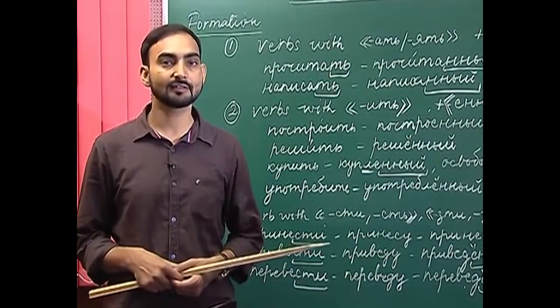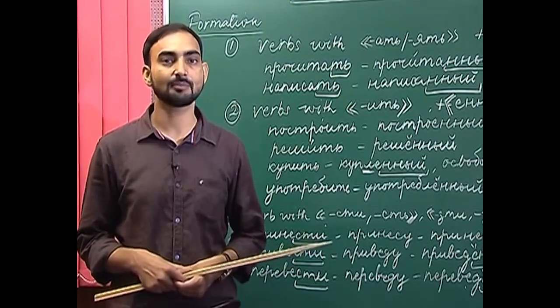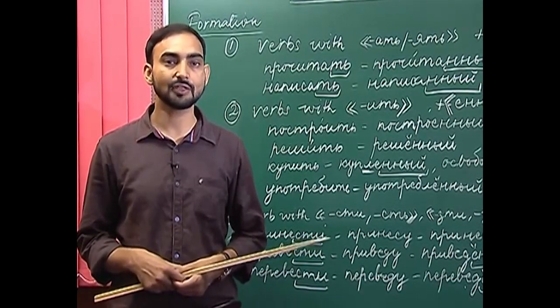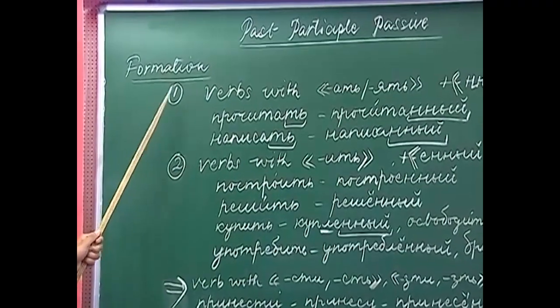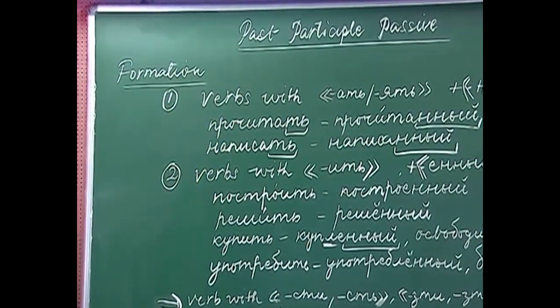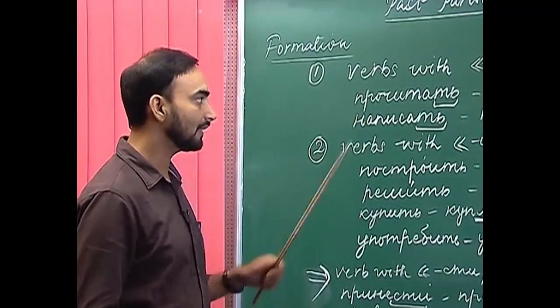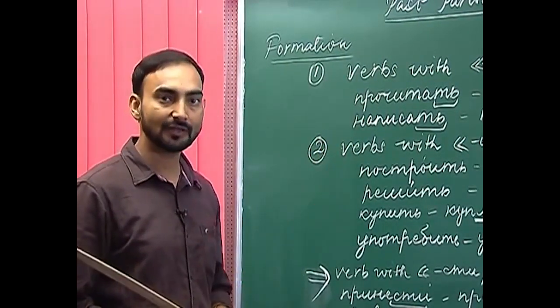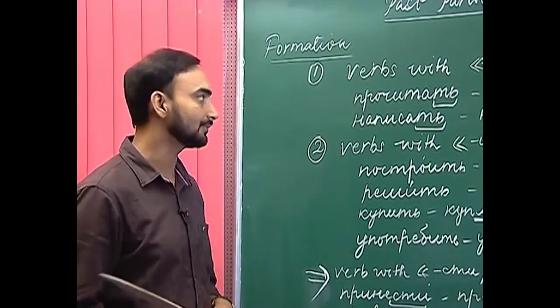Now, we are going to discuss past participle passive. So, how do we form the past participle passive and where do we use them? The first thing, we will discuss the formation of past participle passive. How do we form them from the verbs? The first thing that I would like to mention here is past participle passive are always formed from the perfective aspect of the verbs. So, we will not consider the imperfective aspects. So, they are only derived or formed from the perfective aspect of the verbs.